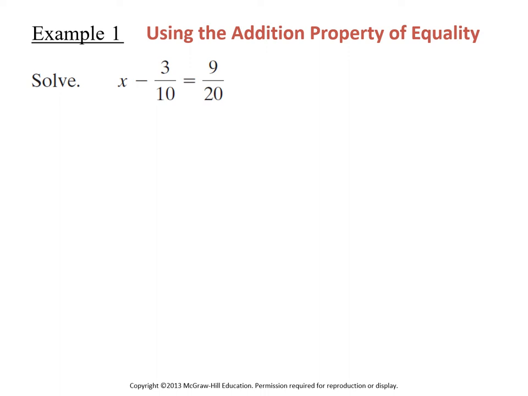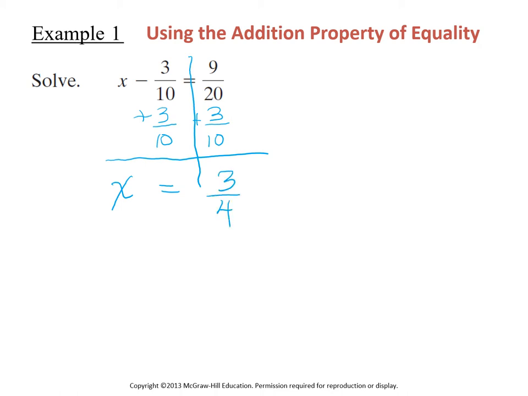So just as we would with integers, if they're subtracting 3 tenths, we're going to add 3 tenths on both sides of the equation. Now I'm going to use a calculator, and I expect you will too. You don't have to work these out by hand. And I'm going to add 9 twentieths plus 3 tenths. And I get x equals 3 fourths.